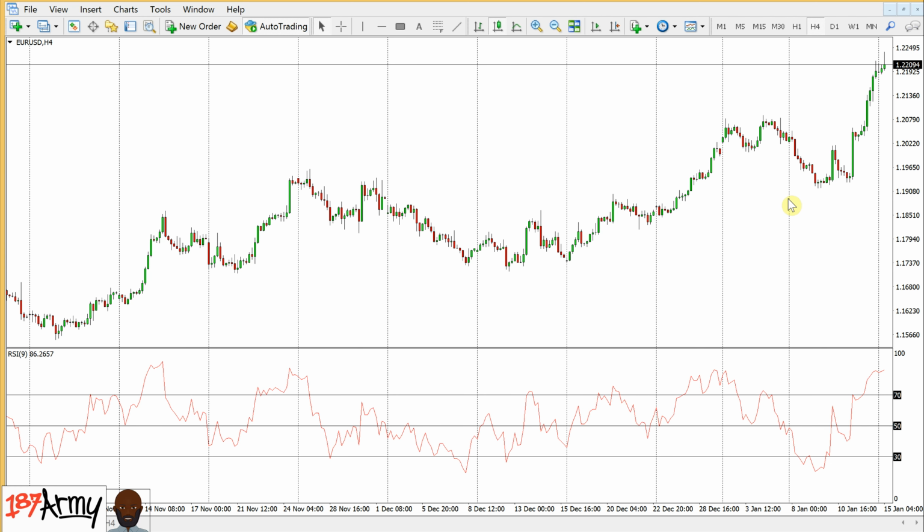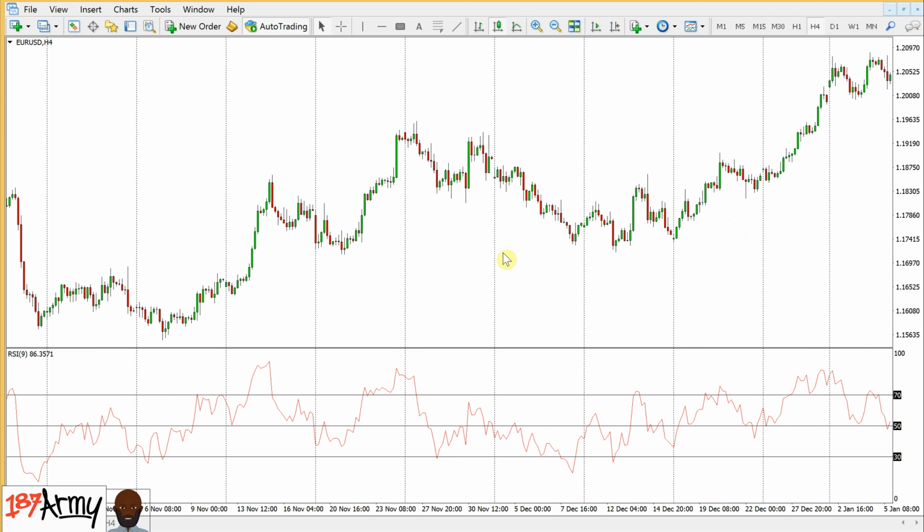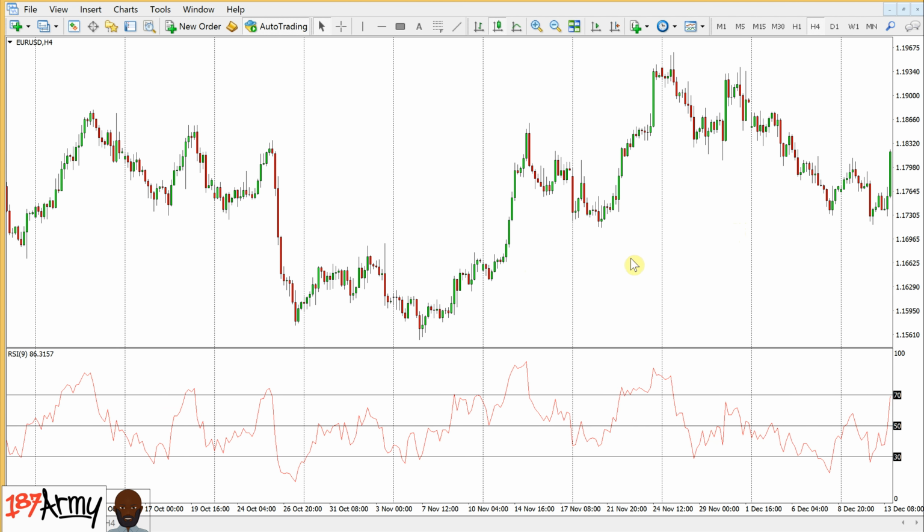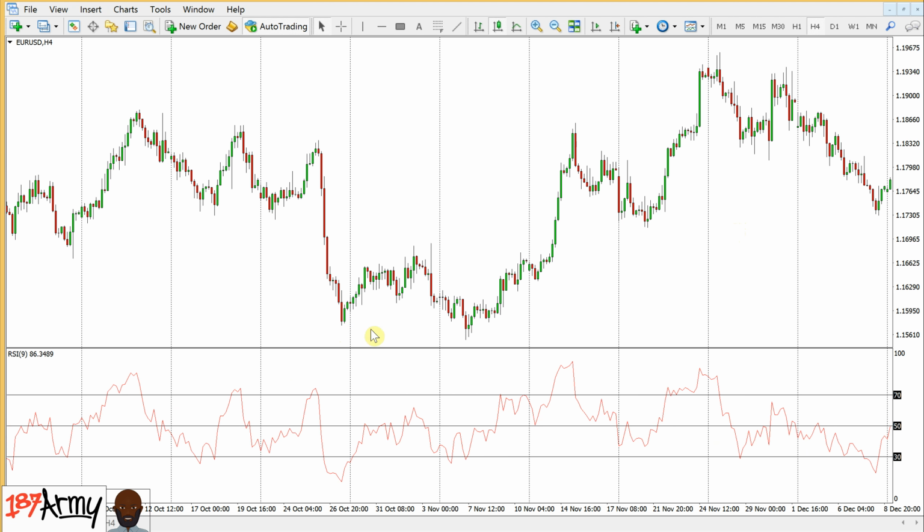Instead, there's a much better way to use the RSI, and that's called divergence. Now there's bearish divergence and there's bullish divergence. I'll look back on the chart now to find good examples of both. So here is a good example of bullish divergence.